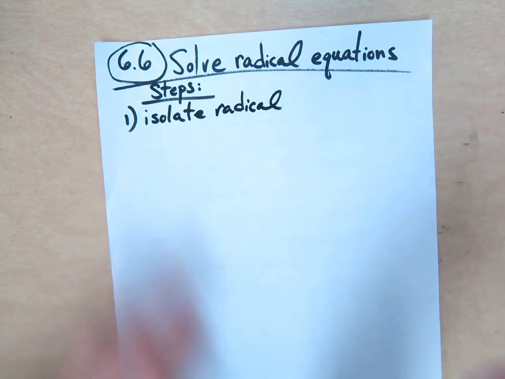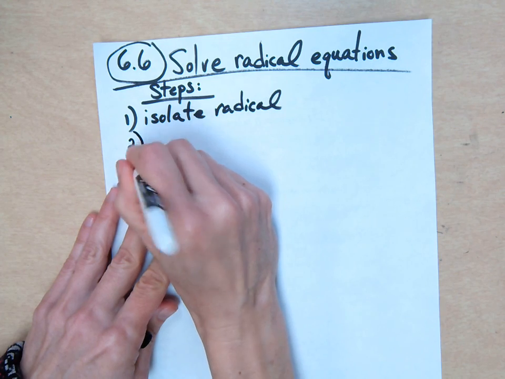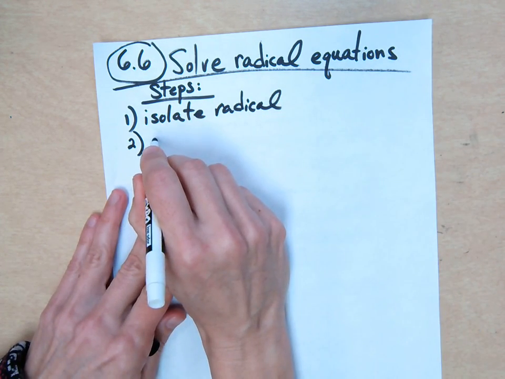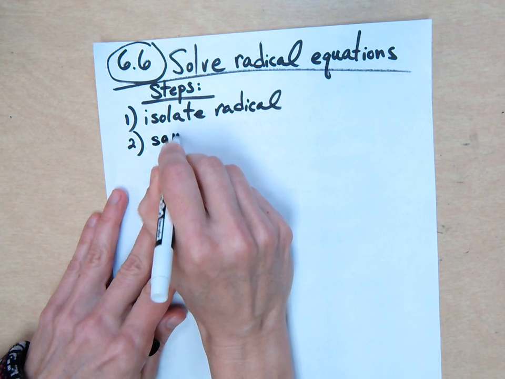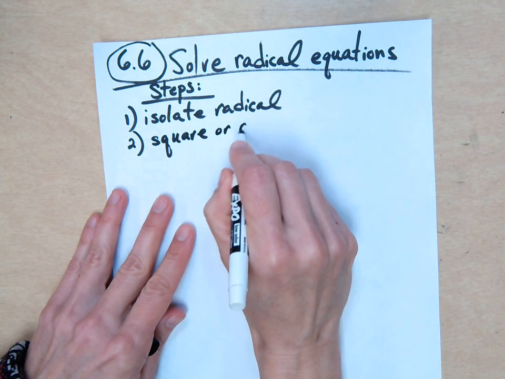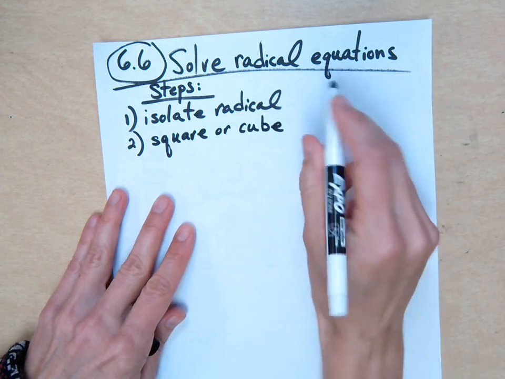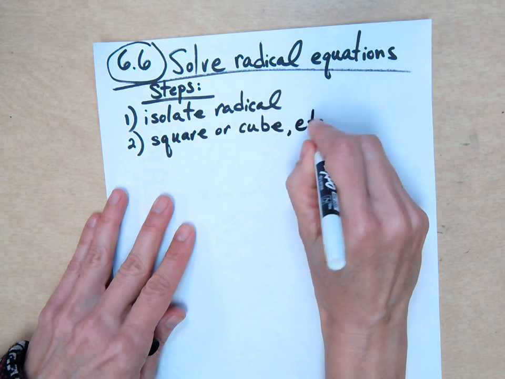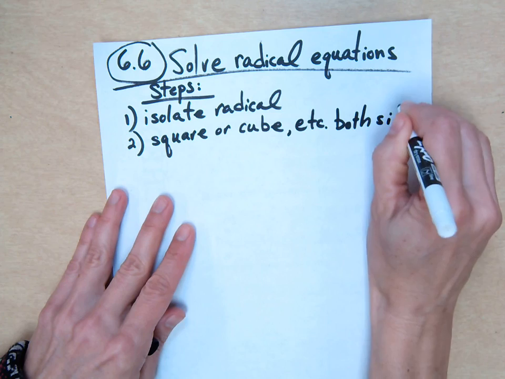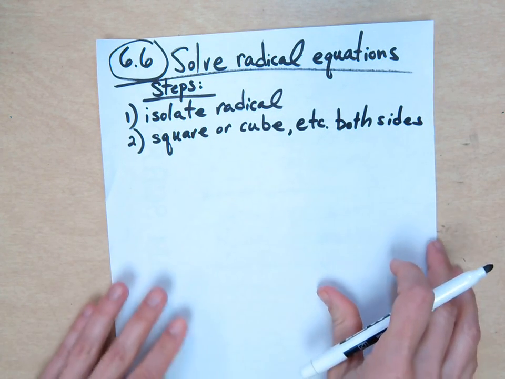Number 2, if the radical is a square root, what's the opposite of square root? Square, good. If it's a cube root, you cube. So you take whatever power you need to get rid of the radical, square or cube, etc., on both sides. Because it's an equation, you've got to do it to both sides, whatever you need to do to get rid of the radical.